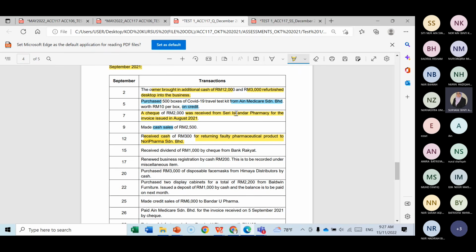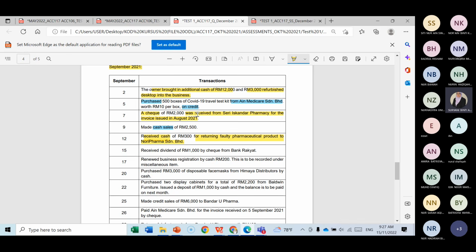Now, on September, this customer, Seri Iskandar, gave us check. Because stated here, a check was received from Seri Iskandar. So Seri Iskandar give us check, meaning this customer made payment for the invoice on August 2021. So pembelian dia pada August 2021 sekarang tu baru dibayar pada 7 September. Makna kata Seri Iskandar was our accounts receivable on August 2021.